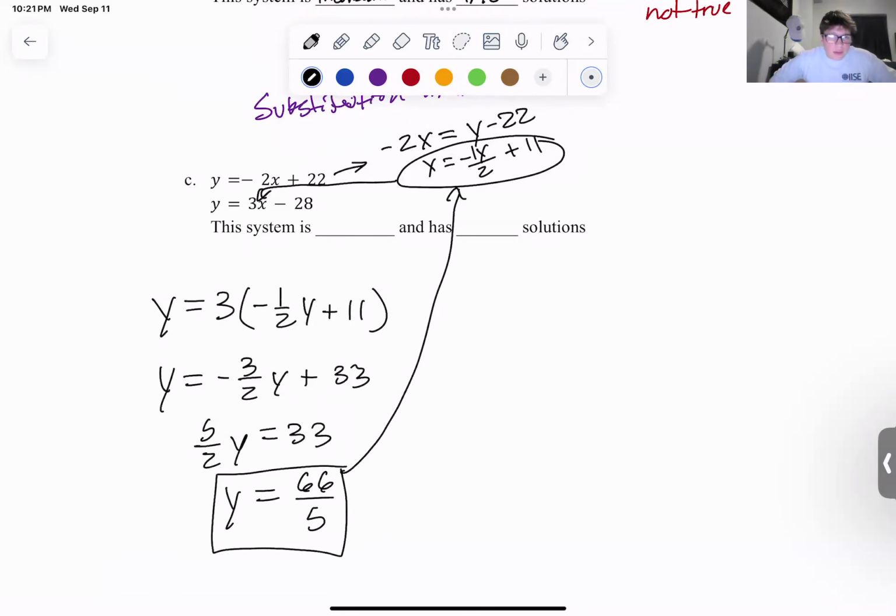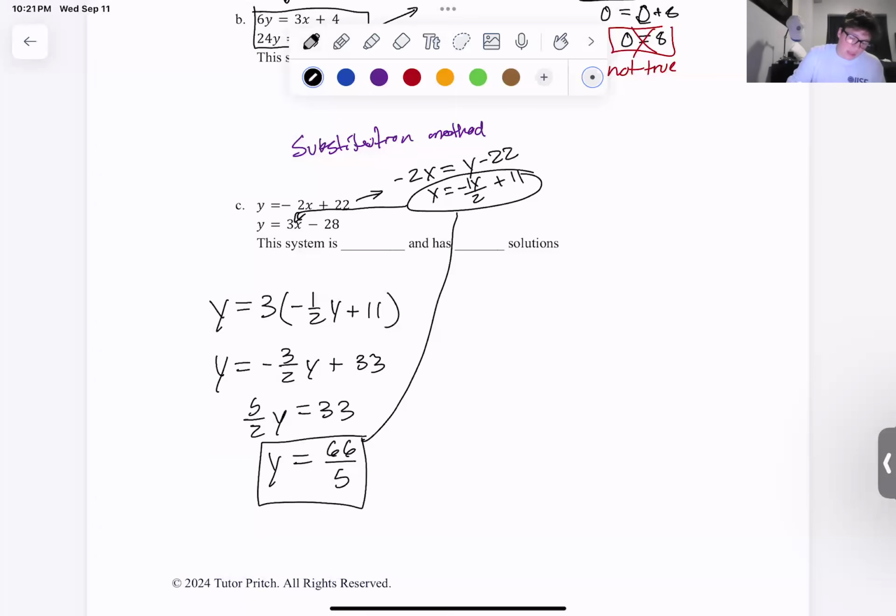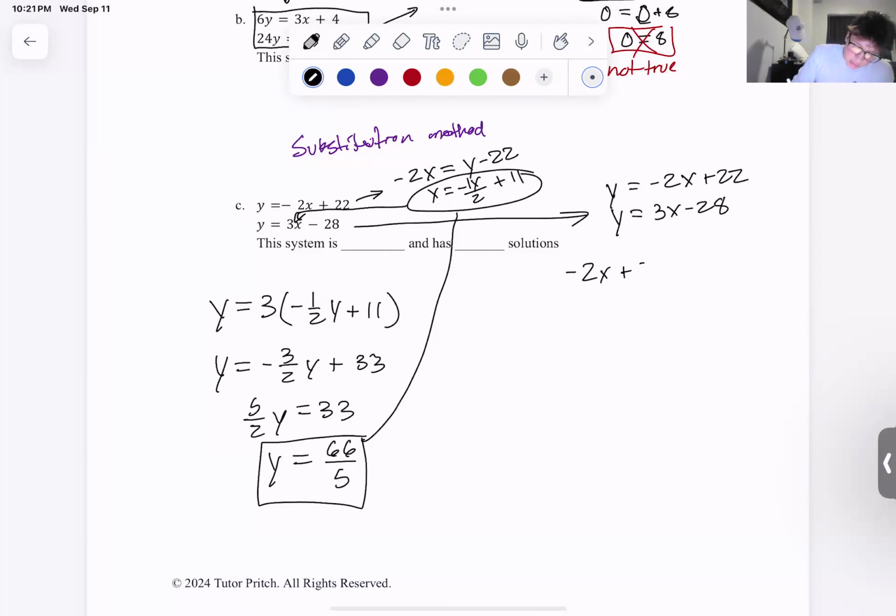But there's another way we could have done this really easily in one step. It's something that people don't see straight away when seeing this. But look, y equals negative 2x plus 22, y equals 3x minus 28. We know that both functions are equal to y, so we can set both functions equal to each other, right?